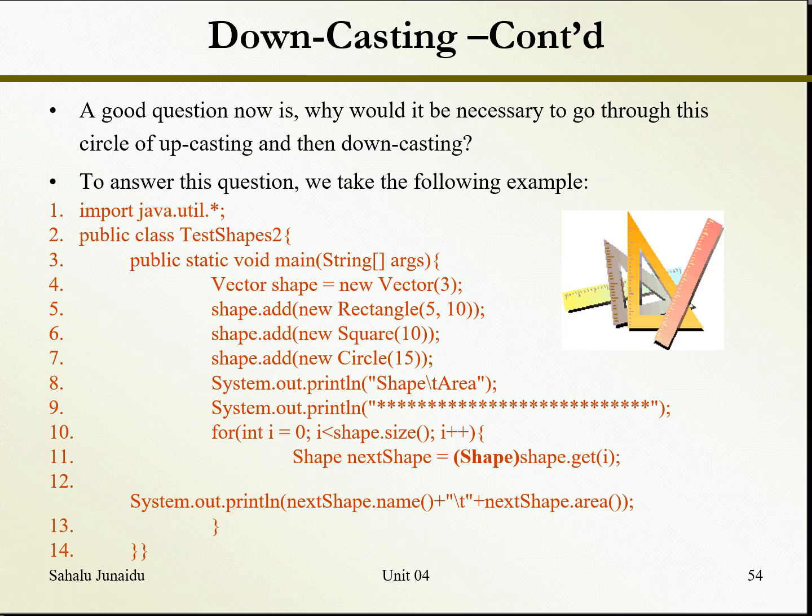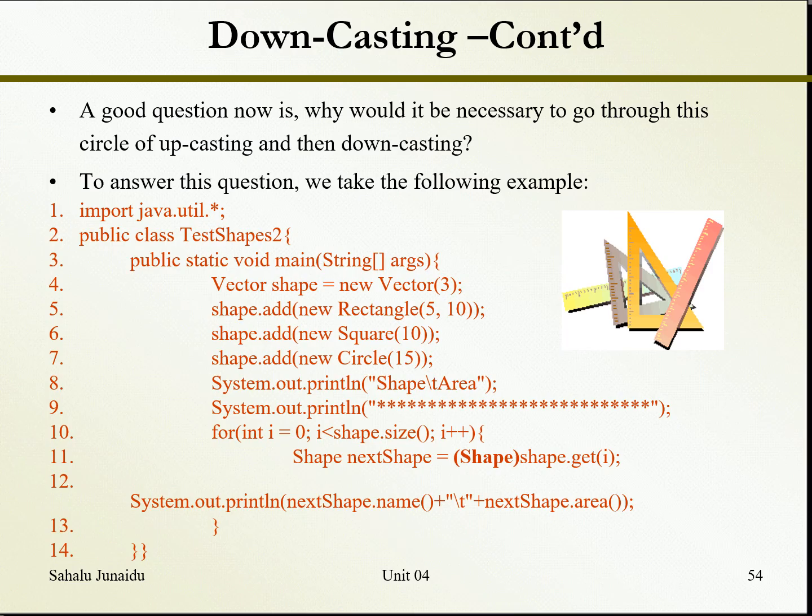So here you are now. We loop through. We say for i = 0, i less than shape.size(). So if you want to know the size of the vector, you make use of size, not length. The length is for the array. But if you want to know the capacity of a vector container, you make use of size. Then i++, which is going to increment by 1. So it starts from 0 up to 2, increments of 1, 1.